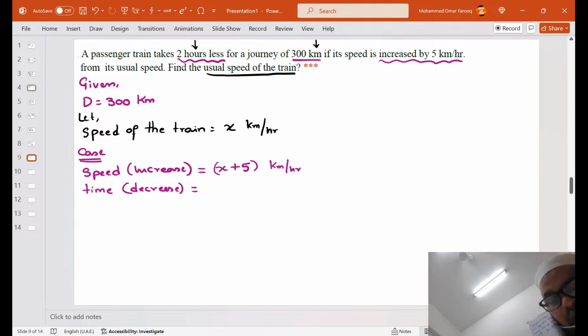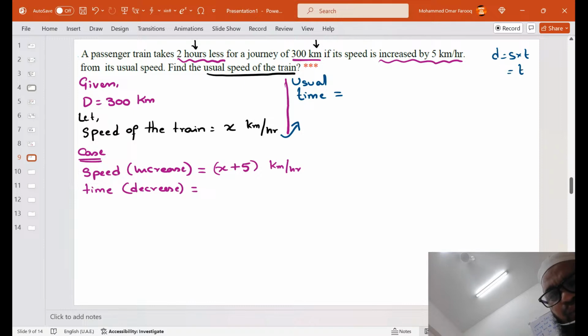Oh, so here you have to do one thing. After this step, you have to write we got distance and we got speed. So what is time? Usual time. Distance is equal to speed into time, right? So time is equal to distance by speed. So what is distance? Distance is equal to 300 kilometers divided by speed x. Okay. So now usual time is 300 by x.